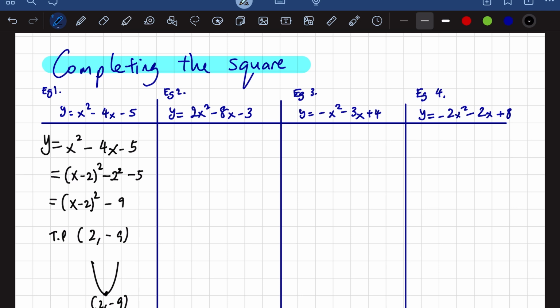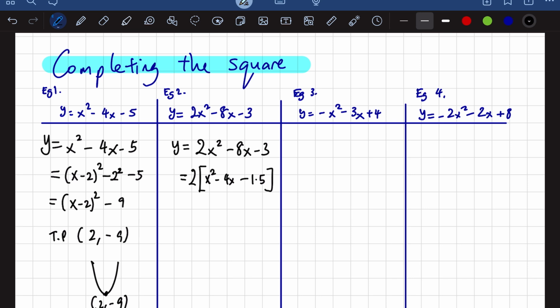All right, let's look at the next example, example 2. Now, the difference between the first one and the second one is that the second one has a coefficient in front of the x squared value, which in this case is 2. So what we're going to do first is rewrite the equation, and we will need to factorize 2 from the whole entire equation. So when I factorize it, now it becomes x squared minus 4x minus 1.5. All right, so that's what's left when I factor out 2.